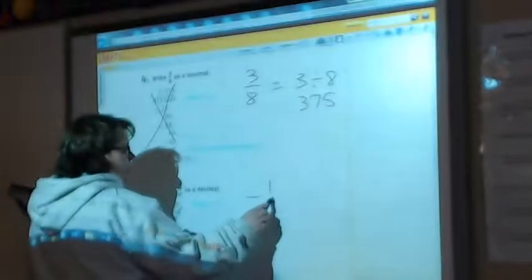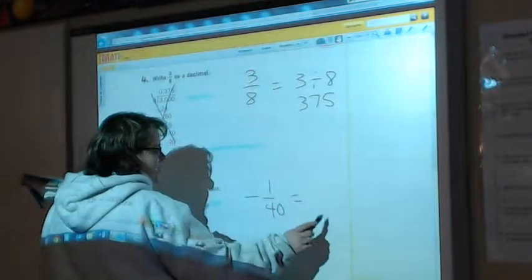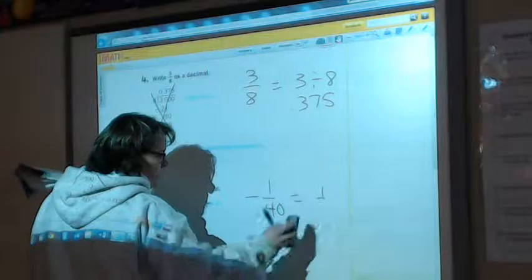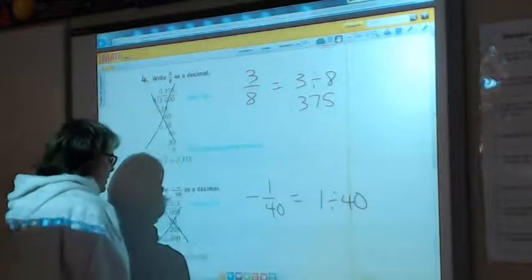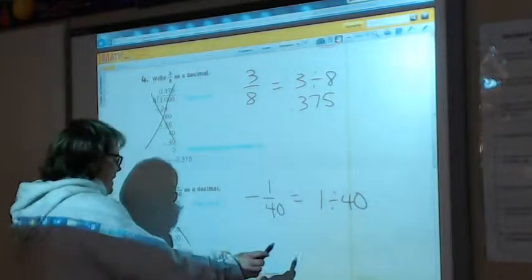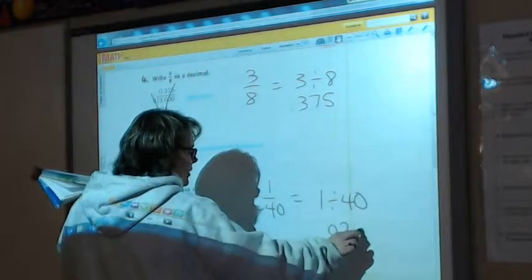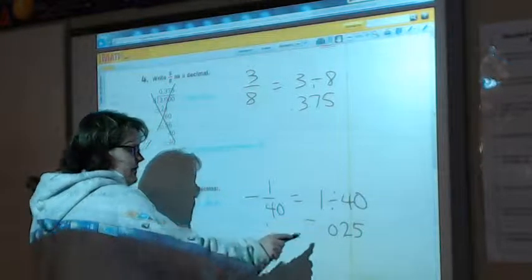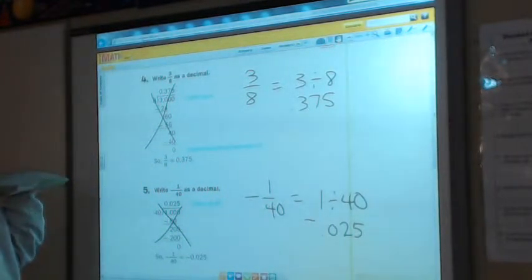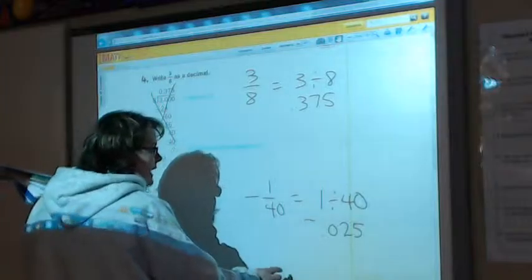Same thing with this one. This is a negative 1 over 40. That means you're going to divide 1 divided by 40, okay, which, when you divide that out, is going to be 0.025, but it starts out negative, so it needs to stay negative, okay? So these are a lot easier.